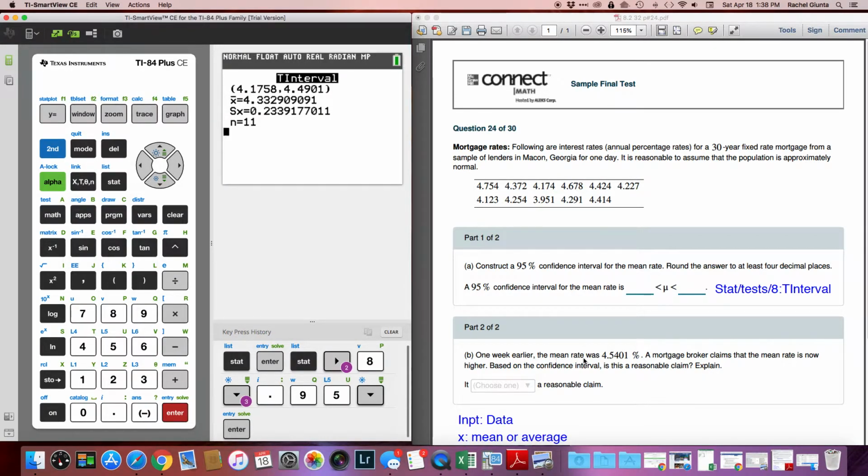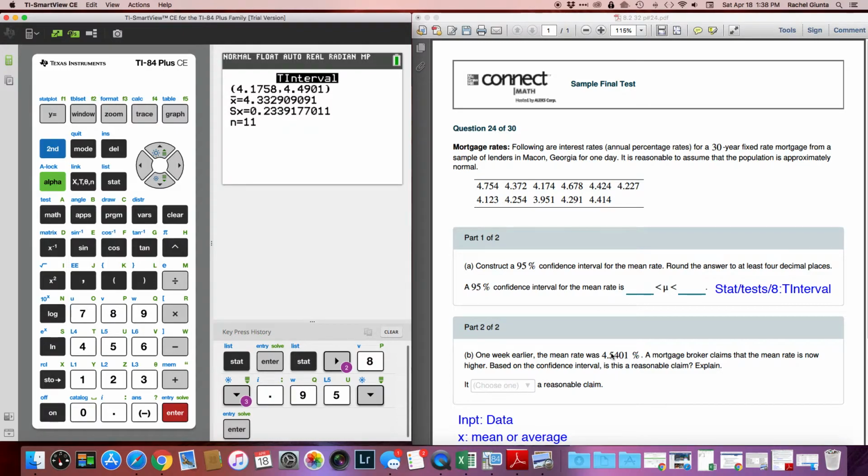1 week earlier, the mean rate was 4.5401%. A mortgage broker claims the mean rate is now higher. Based on the confidence interval, is this a reasonable claim? So anytime you've got these things about the claim and is higher, is lower, the wording for each one of these is a little bit different, so you just have to be careful and look at exactly what they're asking you.